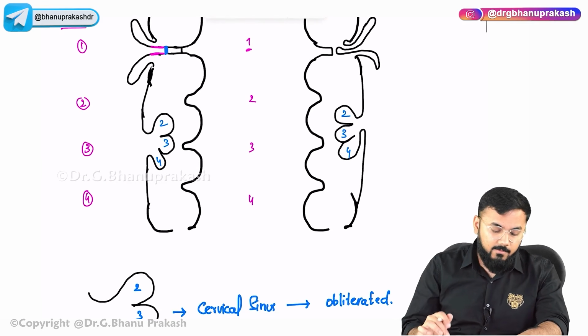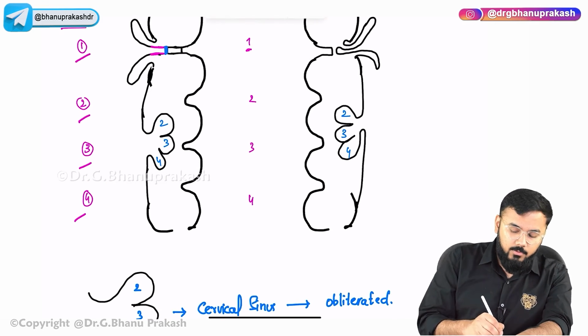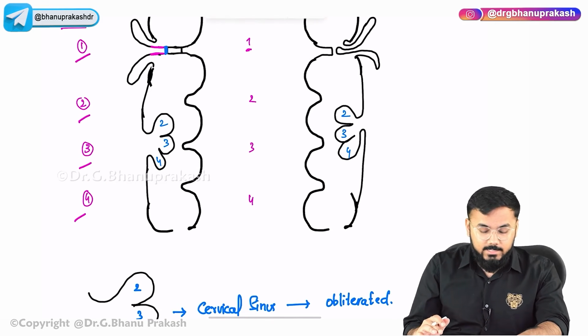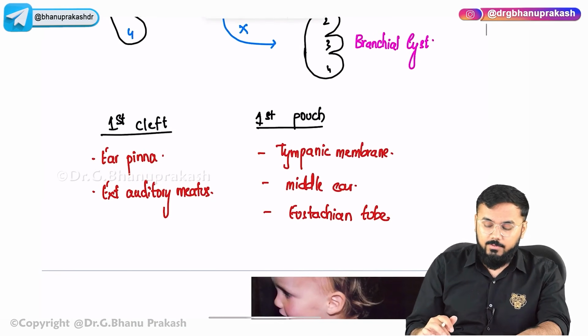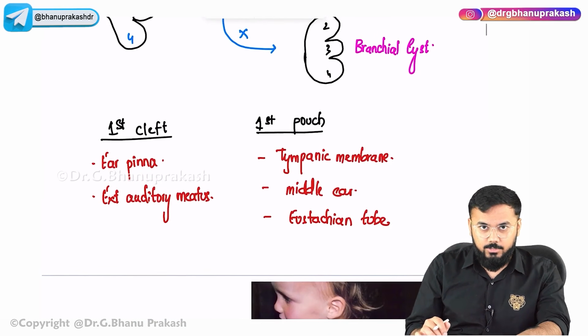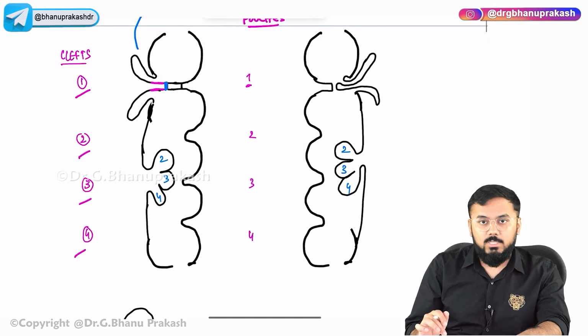So I hope we are done with all the clefts, 1, 2, 3, 4, all of them are done. Now let us discuss about the pouches. How are these pouches invaginating? We discussed already about the first pouch. You know the first pouch will develop into tympanic membrane, middle ear and eustachian tube. Okay, now we will discuss about the second pouch.